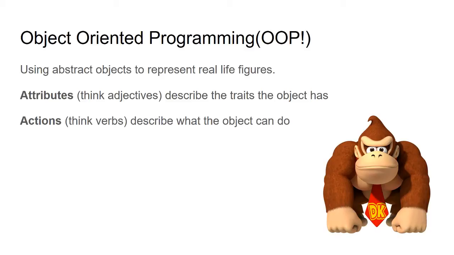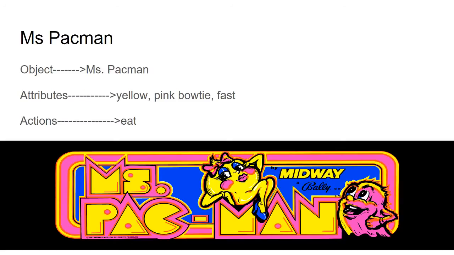And so in Java, a Java object, like I said before, has attributes, and this just describes, for instance, the way an object looks. And then a Java object also has actions, and those describe what an object can do. My favorite example is whenever you create a video game character. So let's take Miss Pac-Man, for instance. Miss Pac-Man, in this model, would represent the object, and the attributes are that she's yellow, she wears a pink bow tie, she's fast, and the action that she performs is that she eats.